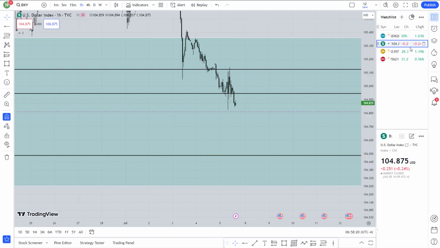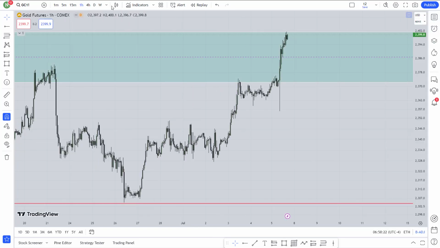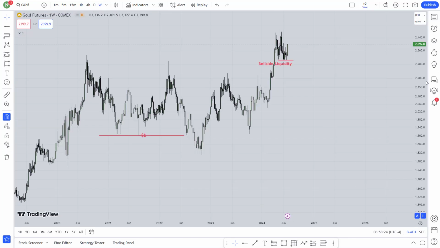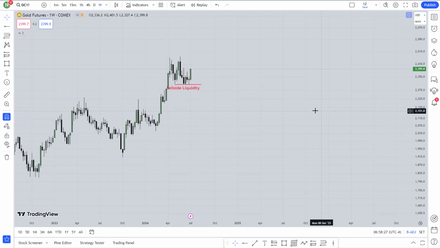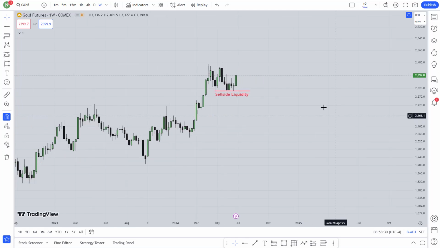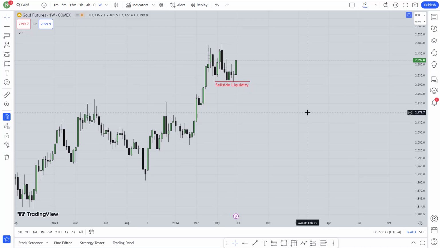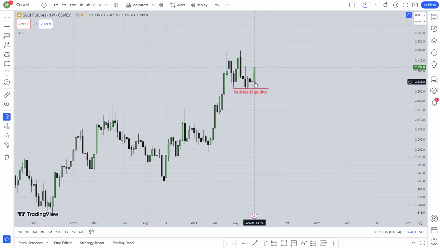Now I would love to go to gold first, then I will go to Nasdaq. So here is the gold chart, and if you take a closer look from the weekly chart, all this sell side liquidity was my target for last week. I was absolutely wrong here. The market went higher instead of falling. Now, if you take a look over here, I had this all-time high. At the same time, this is the obvious liquidity, so buy side liquidity. Looking at this area, it seems like the market is going for that buy side liquidity over there.